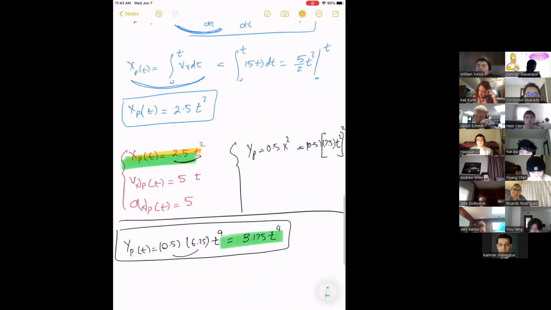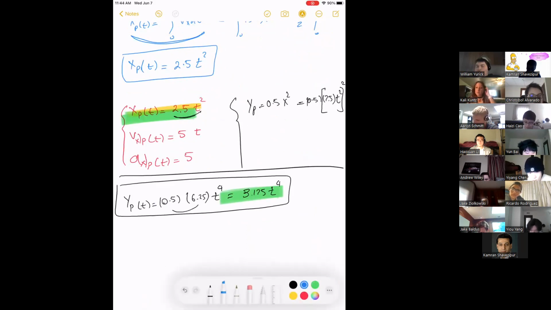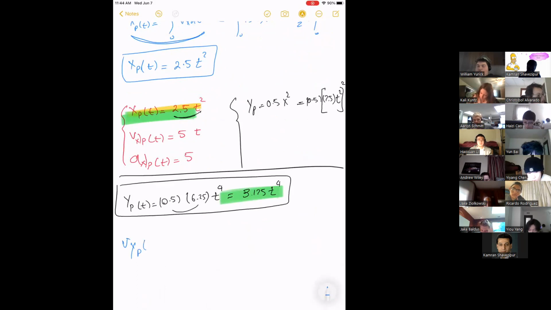Now, okay, I want to find velocity and acceleration component in Y direction. How am I going to do that? How about Vy of P as a function of time? Should I ask from the female portion of the class? That would be like the derivative of, exactly. It's going to be dyp dt, right?